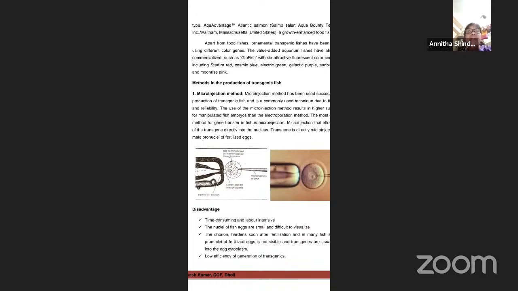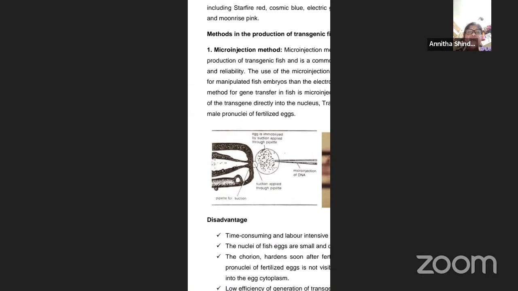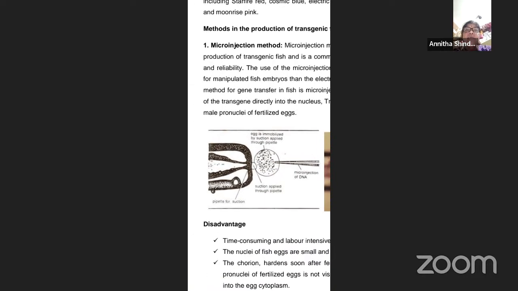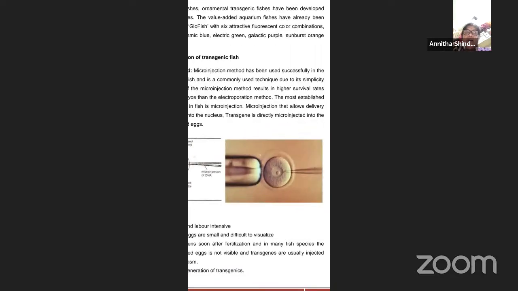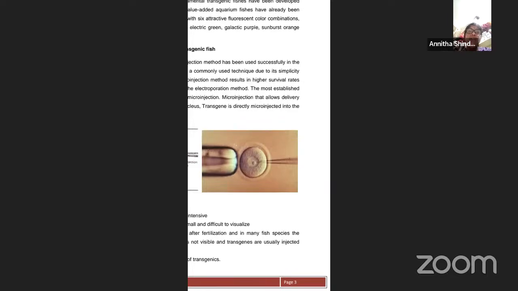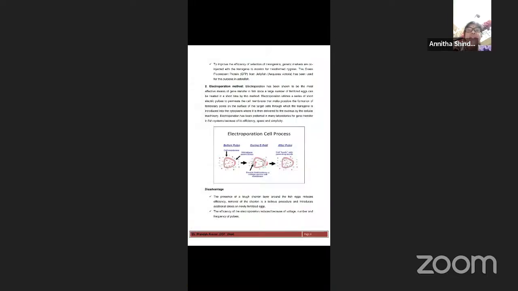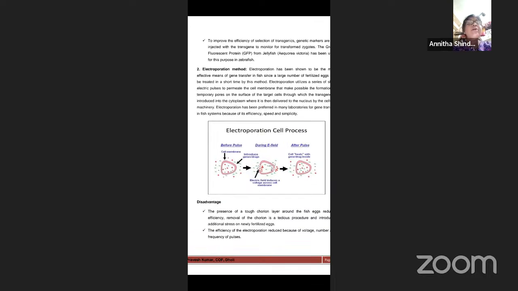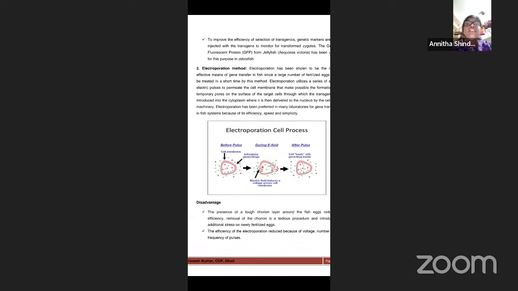So this is one of the methods used for the production of transgenic fish. See here, they have shown how they inject. The egg is immobilized by suction applied through the pipette. Now microinjection of DNA is done using this, and here is the pipette for suction. So like this. Now here you see they have shown the same way.